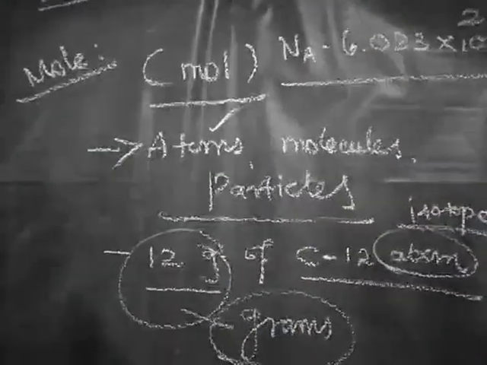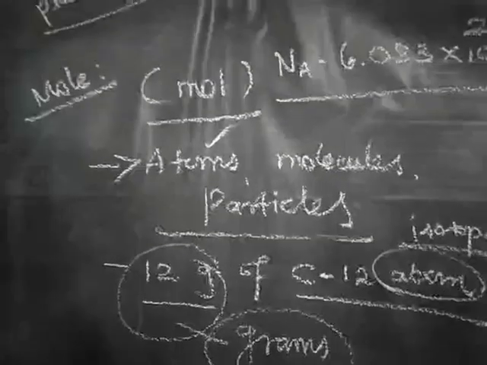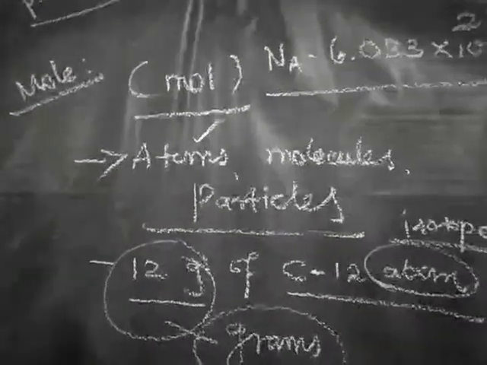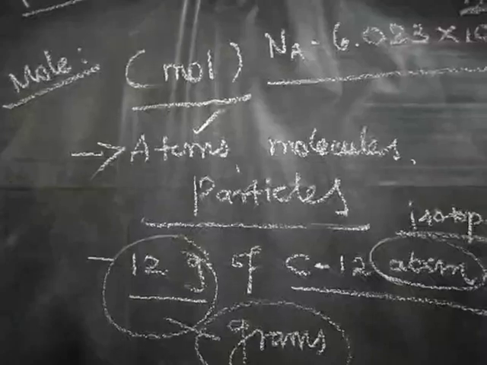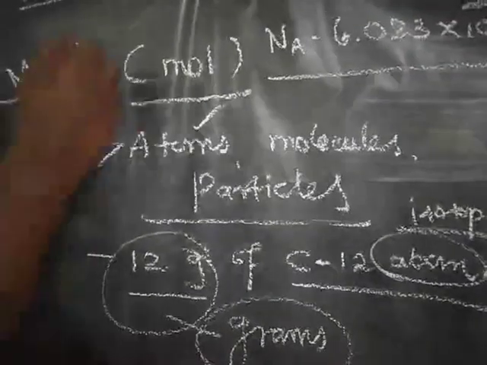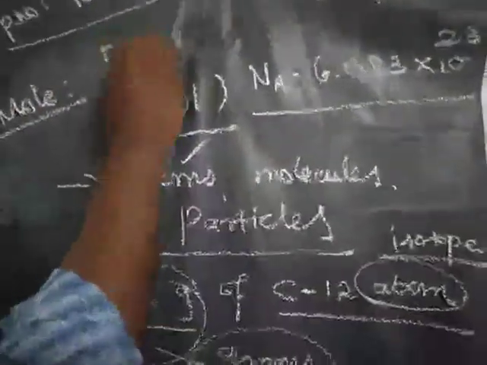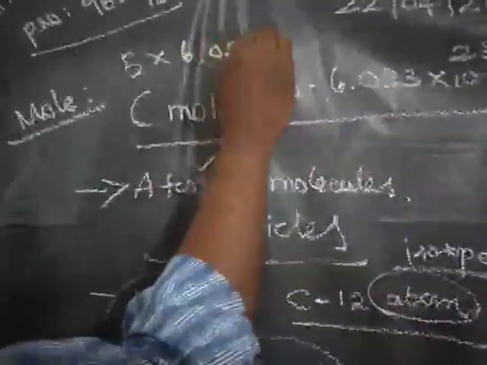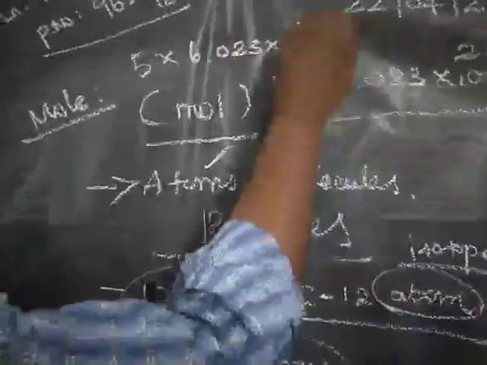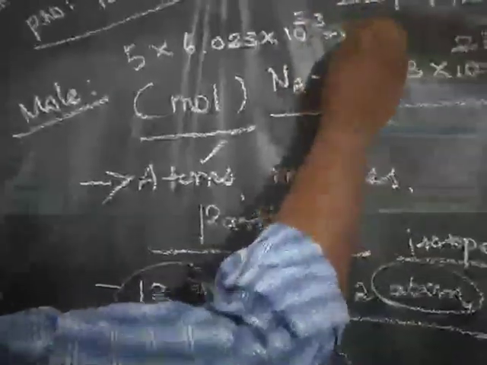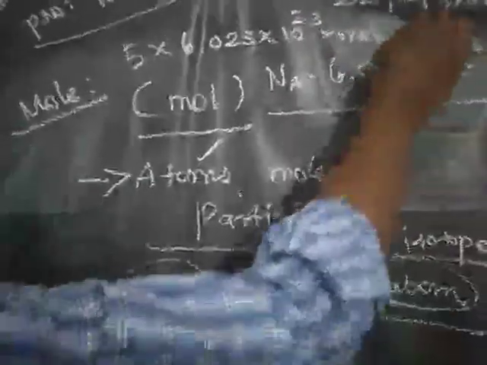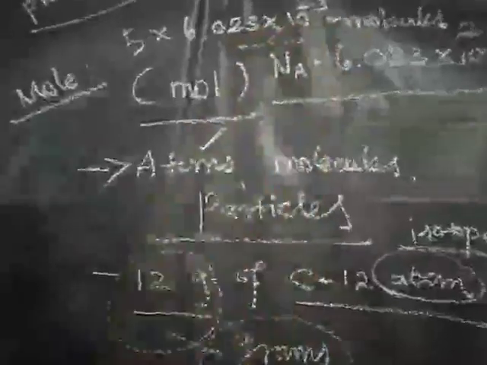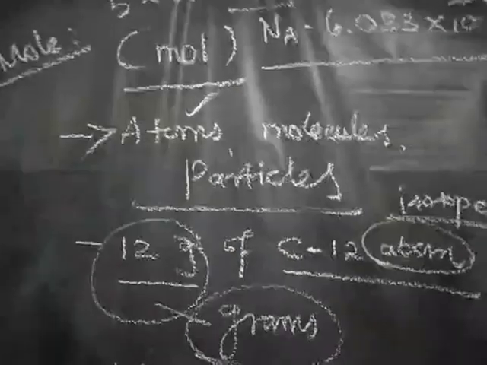The 10 to the power of 23 may be atoms or molecules or particles. For example, 5 moles of oxygen molecules contains 5 into 6.023 into 10 to the power of 23 molecules. In this way we have to express the mole concept.